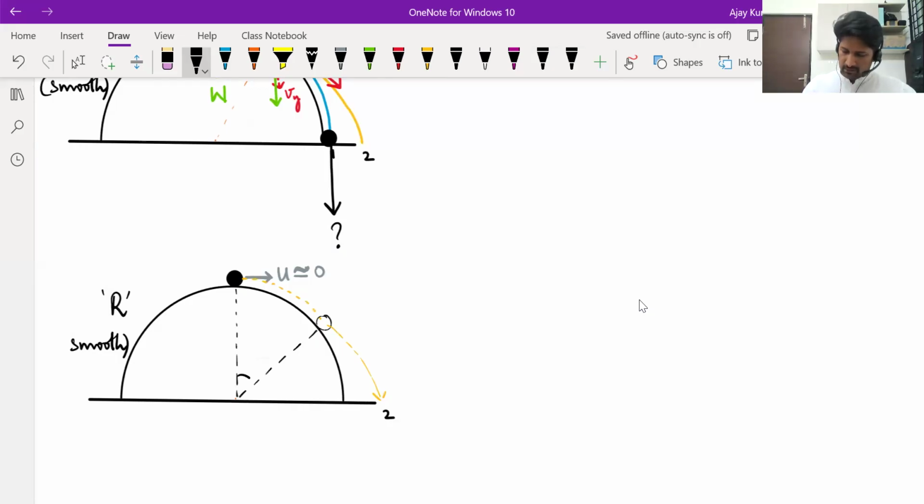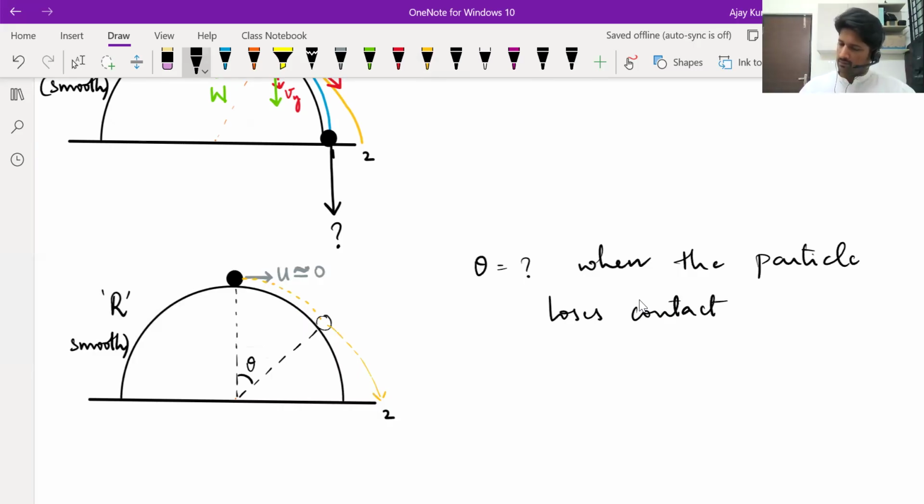Let's take the angle with the vertical. So that's the question. How much is the angle when the particle or ball loses contact with the surface?